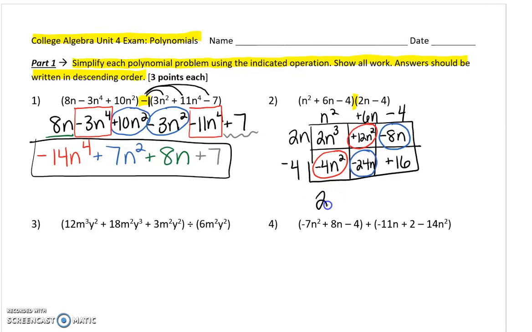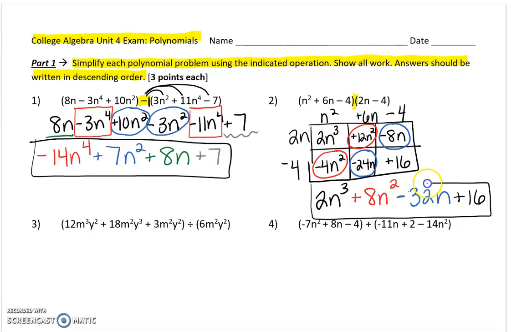So in descending order, we're going to start with our highest exponent of cubed. We're going to combine the two terms that have the n squared. That's going to be a +8n squared. We're going to combine the two terms that have the n, giving -32n, and then the +16 cannot be combined with anything. This polynomial is our final answer for number 2.